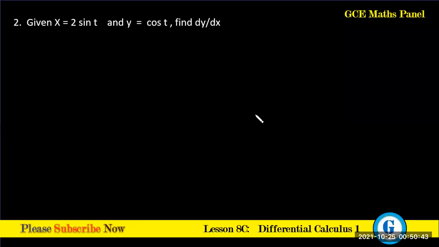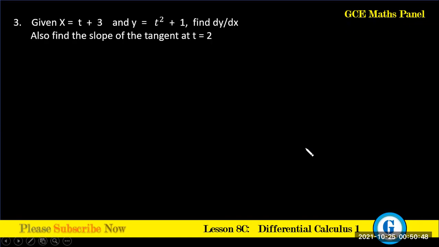Okay, let's take another example. Example 3, right? Given that x is equal to t plus 3 and y is equal to t squared plus 1, find dy/dx and the slope of the tangent at t equals 2. So for dy/dx, we can use x prime. What is x prime? X prime is dx/dt, okay? X prime is equal to 1.